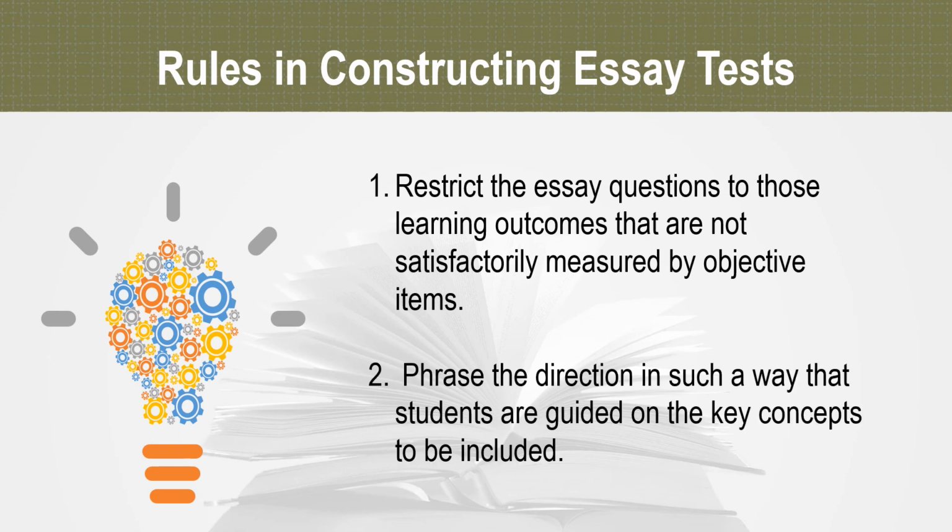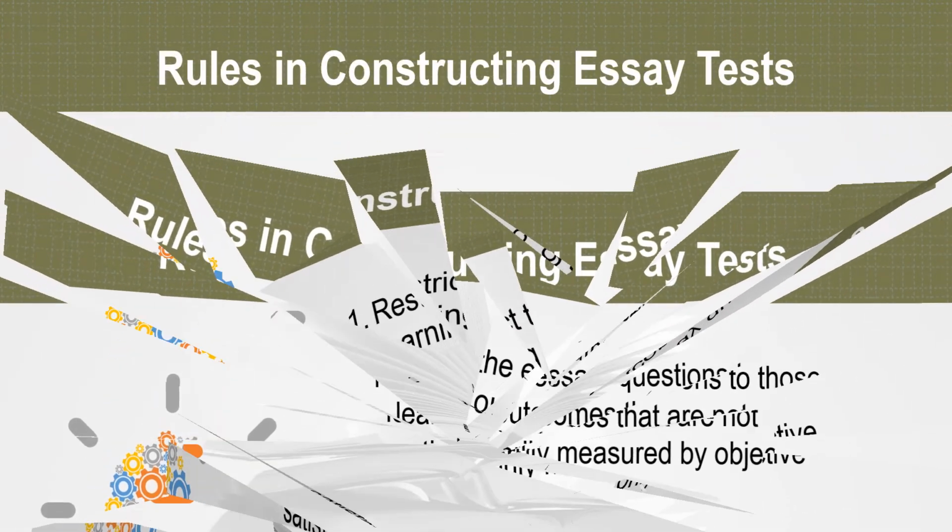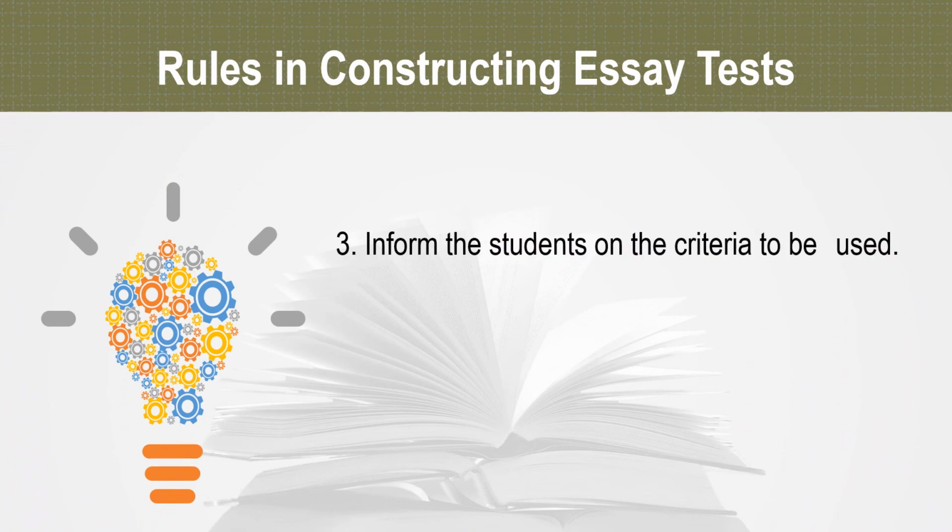Second, phrase the direction in such a way that students are guided on key concepts to be included. Number three, inform the students on the criteria to be used, meaning to say, present the gauge of evaluation, what scoring rubrics will be used in your essay type of test. What's the purpose? Of course, for your students to be guided in which criterion they are going to do well, more to focus on, and so on.